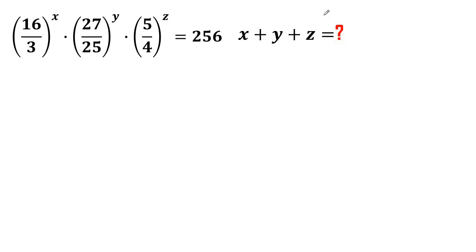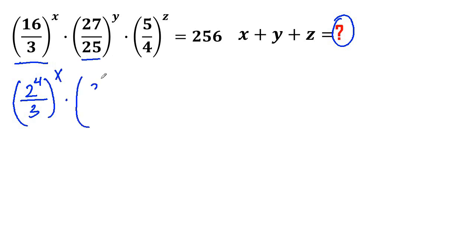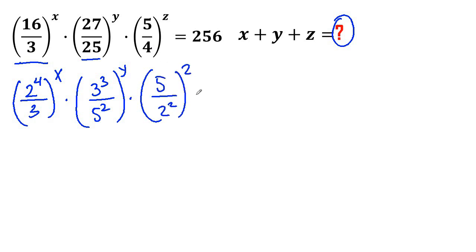Hello everyone, in this video we're going to find the value of the following expression if it's given this exponential equation. Let's start. First of all, let me rearrange the left hand side of this equation. So I can express this fraction as follows: 2 to the power of 4 divided by 3 to the power of x, times 3 to the power of 3 divided by 5 squared to the power of y, times 5 over 2 squared to the power of z, and this is equal to 256.